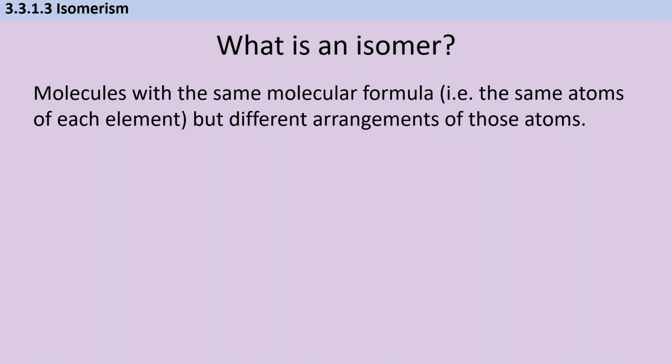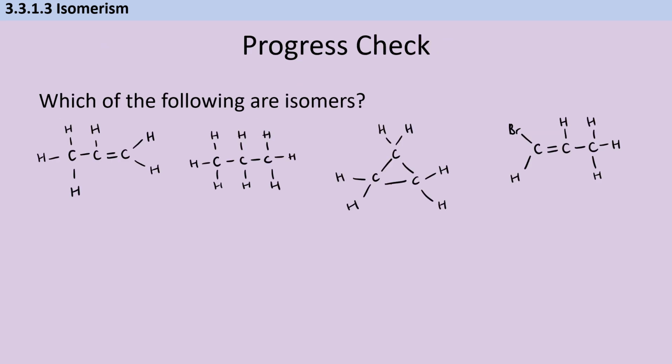Isomers are molecules or polyatomic ions that have the same molecular formula. In other words, they have the same atoms of each element, but they have different arrangements of those atoms. So based on that definition, which of these molecules are isomers of each other? This might be easier to answer if you first write down the molecular formula of each molecule.